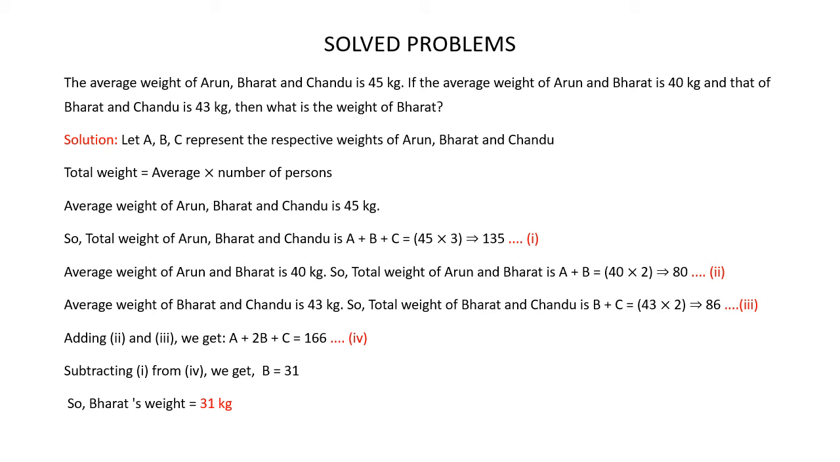Then A and minus A will get cancelled. 2B minus B is B. C and minus C will get cancelled. 166 minus 135 is 31. So when we subtract equation 1 from equation 4, we get B is equal to 31. So Bharat's weight is 31 kgs.